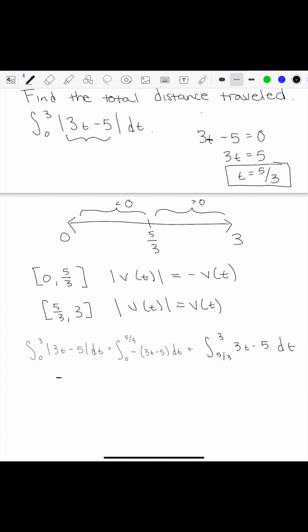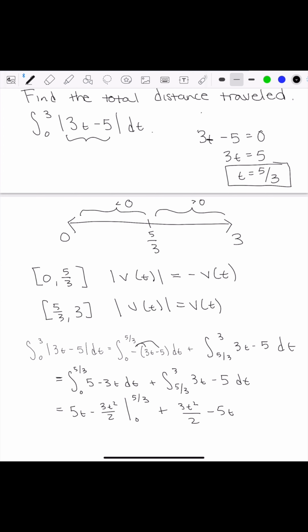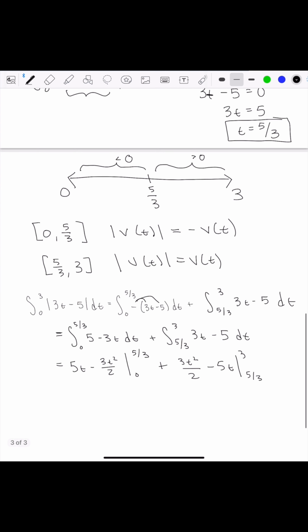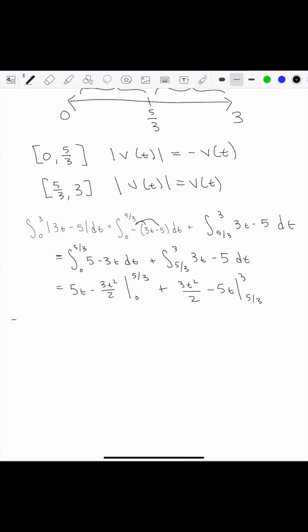So for the first integral, we're going to have to end up distributing. So that's going to become 0 to 5/3, and we distribute this to both terms, so it becomes positive 5 and a negative 3t. And then this one stays the same. I'll integrate it all in the next step. Now I'm going to integrate. So this becomes 5t minus 3t squared over 2 at 0 and 5/3, plus 3t squared over 2 minus 5t at 5/3 and 3. So then we plug in everything.